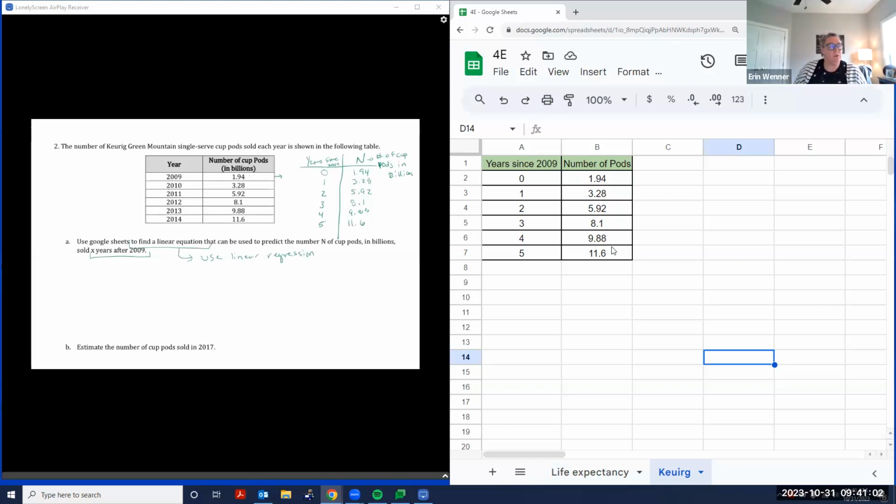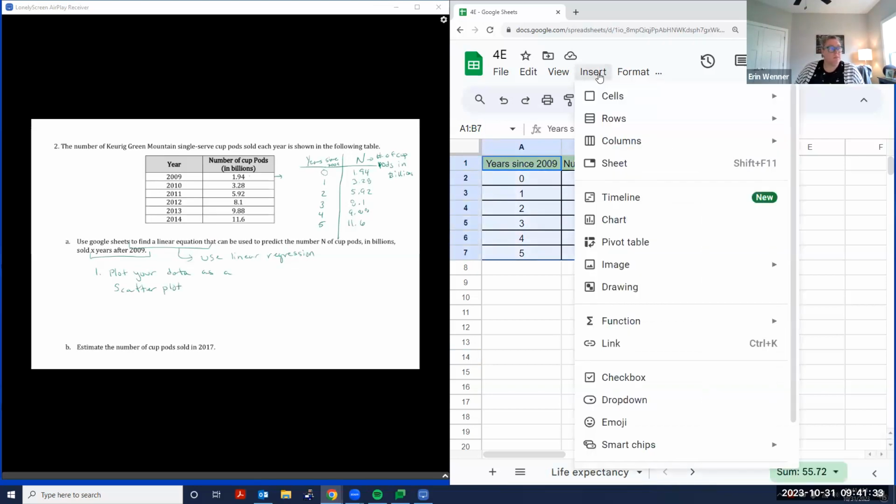So remember, in order to use Google Sheets to do this linear regression, we first have to create the scatter plot, right? So if we think about our steps, it's plot your data as a scatter plot. In order to plot our data, we're going to select both columns of data. We're going to go up to insert, and we're going to insert a chart.